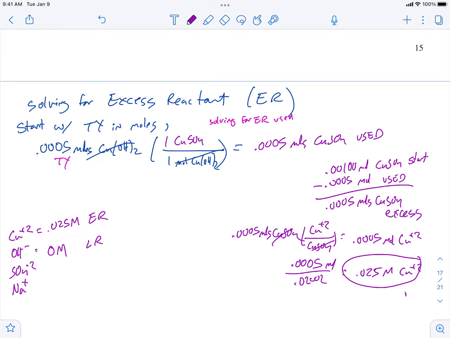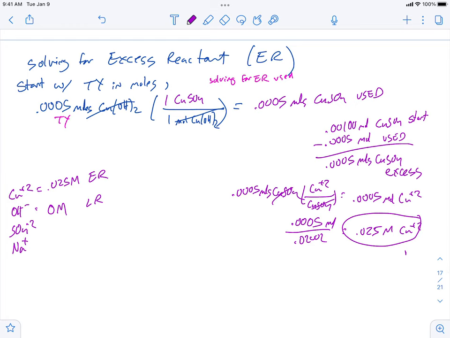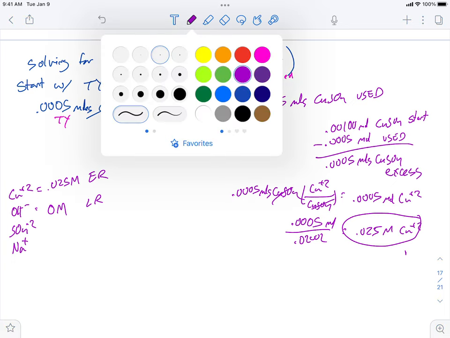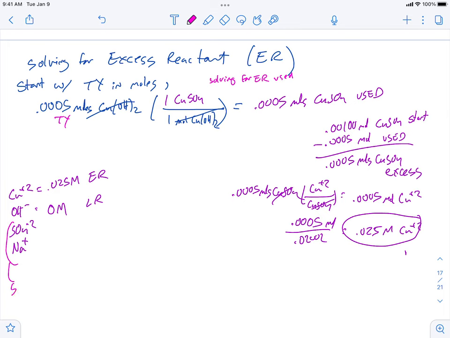Okay, that was the hard part. Going through all that was the hard part: figuring out the excess reactant's concentration. Now, there's two more ions, sodium and sulfate, but because they did not react and didn't form the product, the solid, these are what are known as spectator ions. They did not participate.